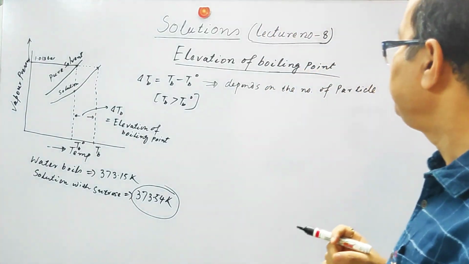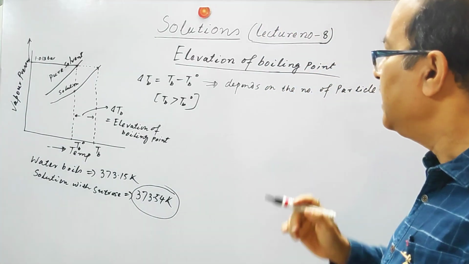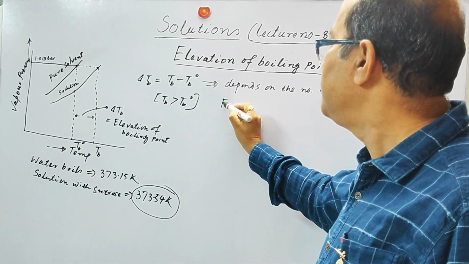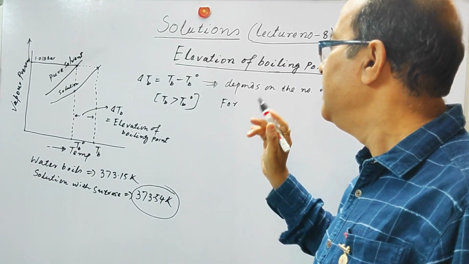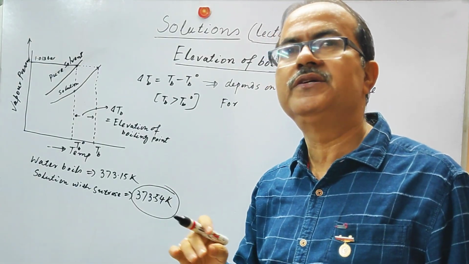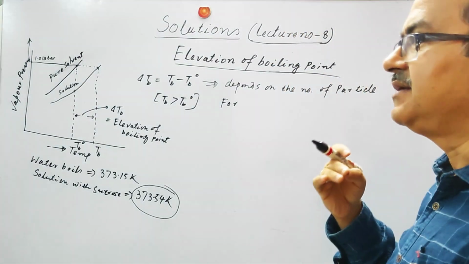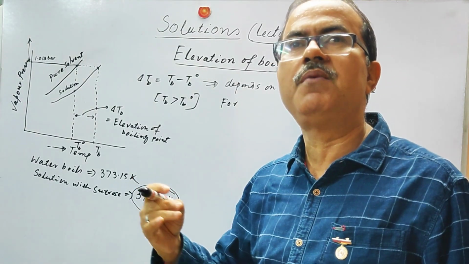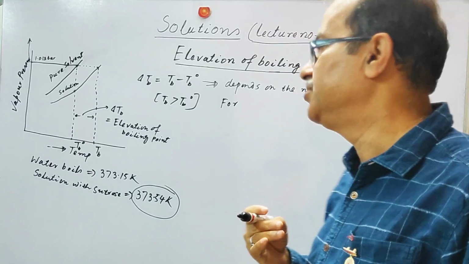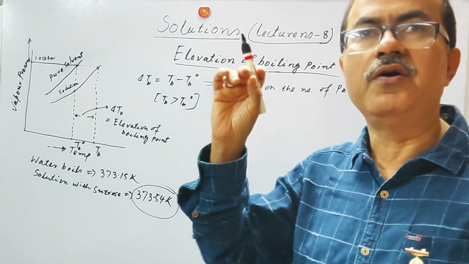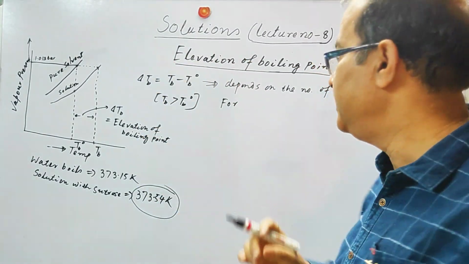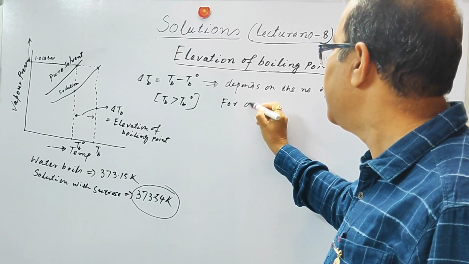Now for the dilute solution, we want to quantify this elevation of the boiling point with some other constants or some other concentration of the solution. On the basis of experiment, it is found for dilute solution.